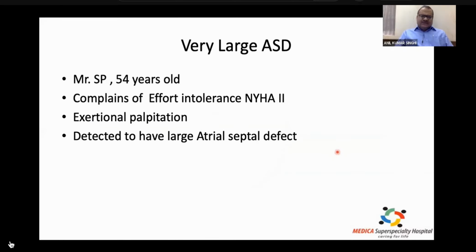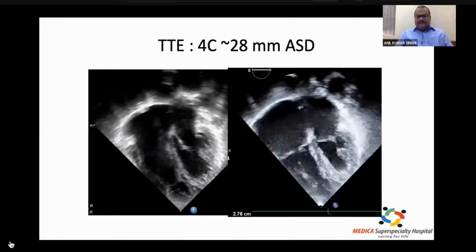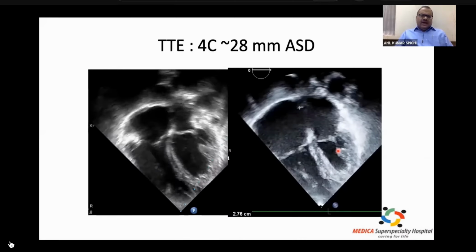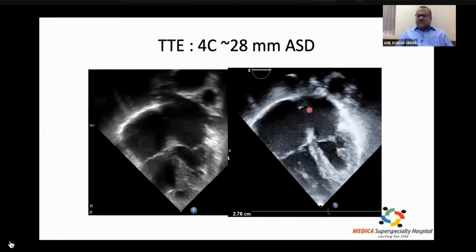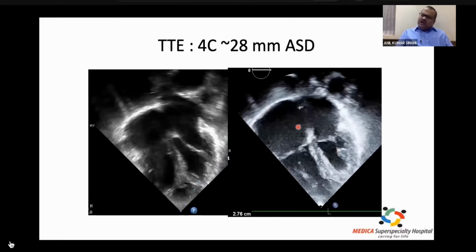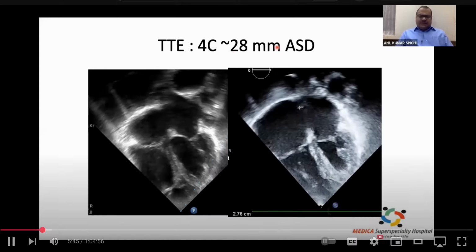The second patient is a 54-year-old gentleman with class 2 effort intolerance and exertional palpitation, and he was detected to have a large atrial septal defect. He had increased pulmonary blood flow on X-ray, with ECG showing right axis and RBBB pattern. Again, on transthoracic echo, the measurement as we commonly see in the 4-chamber view or in short axis was not coming more. It was around 28 to 30 millimeter only.